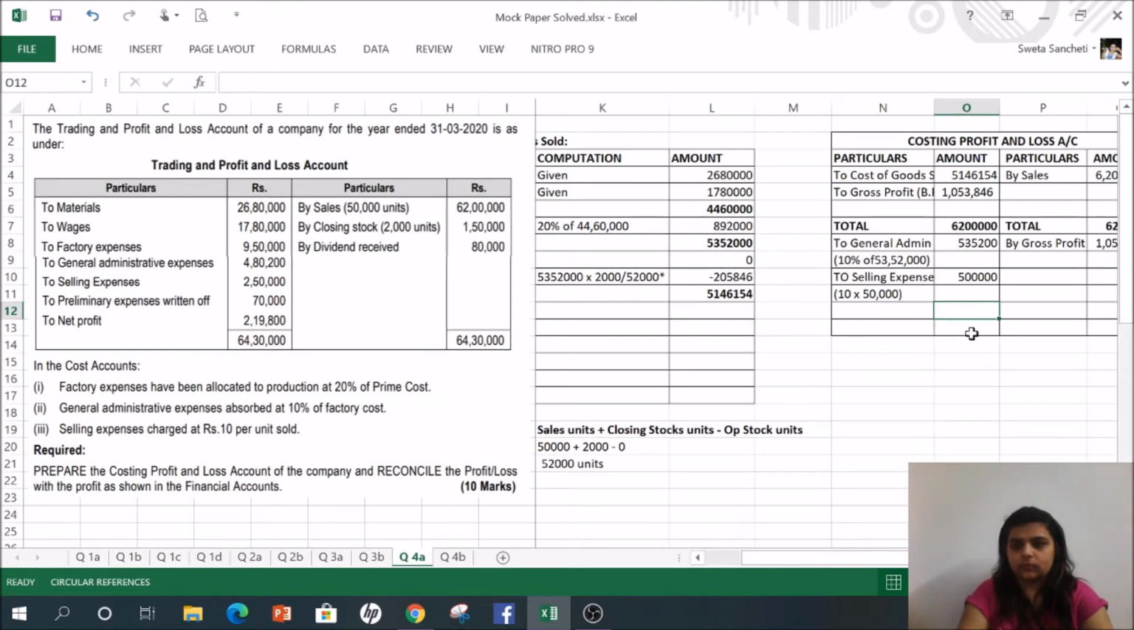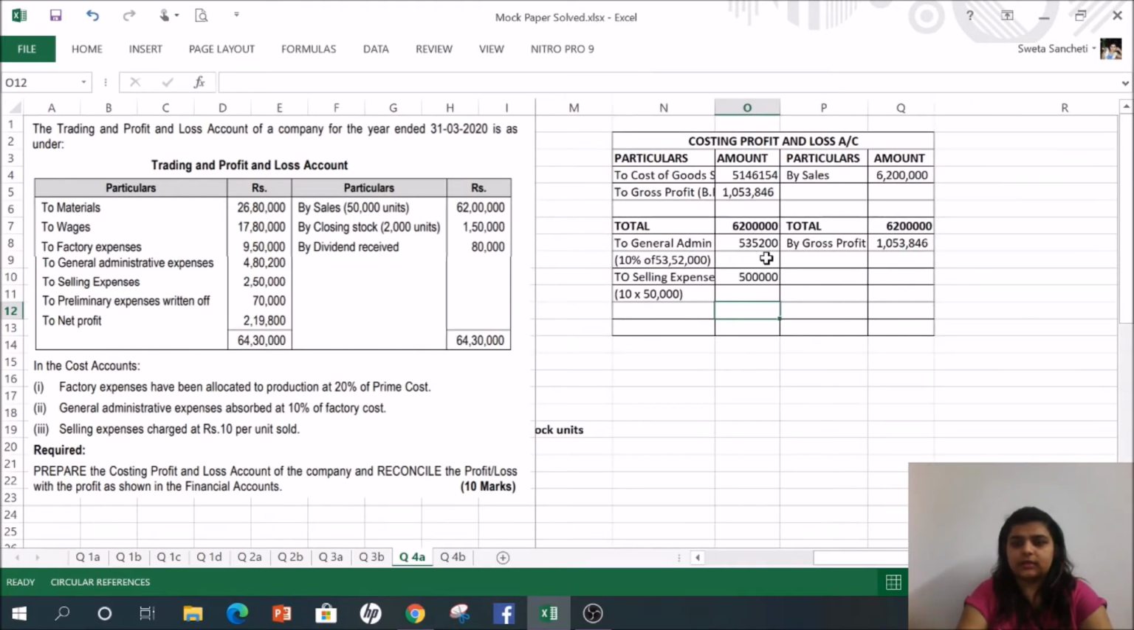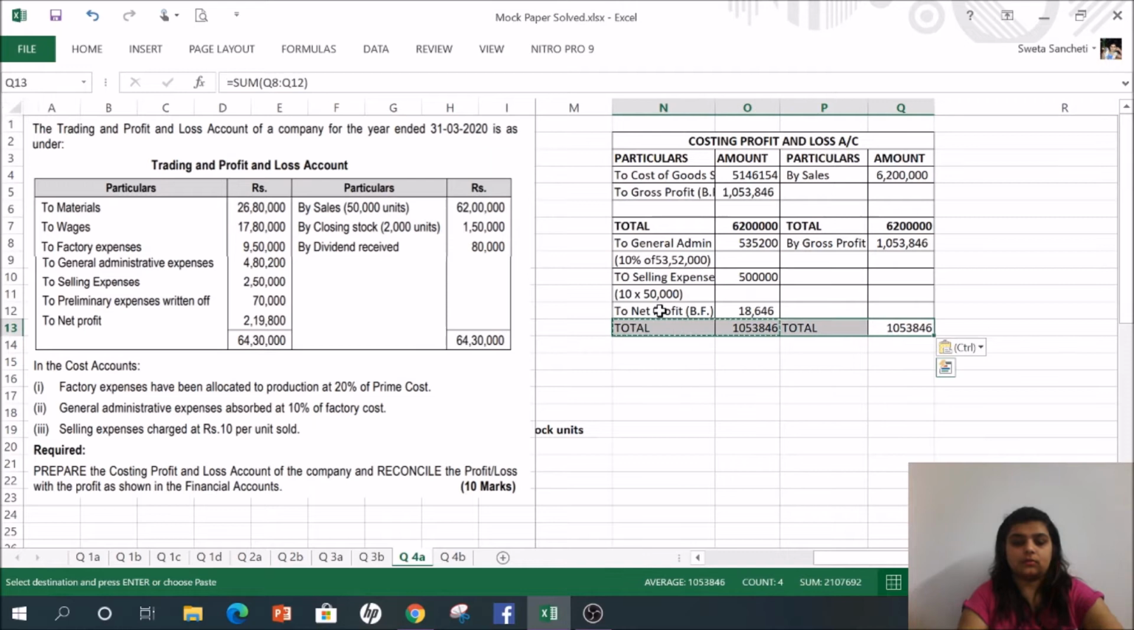So what we get is, here we have approximately 10 lakh 35 and here 10 lakh 53. So obviously this side is heavier. So net profit, that is the balancing figure, would be gross profit minus general admin minus this, that is 18 lakh 46,000. So this is the total. Paste. Now this is our costing P&L, this is our profit.